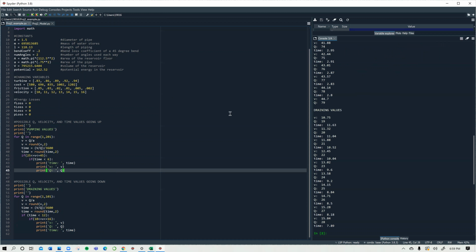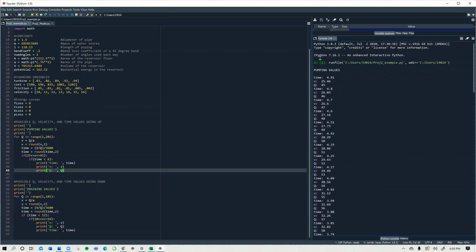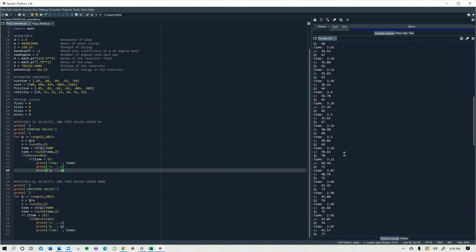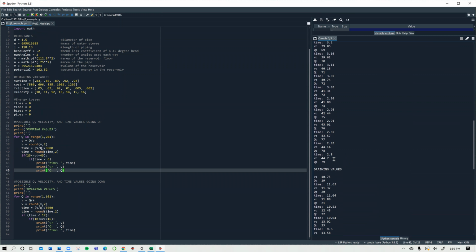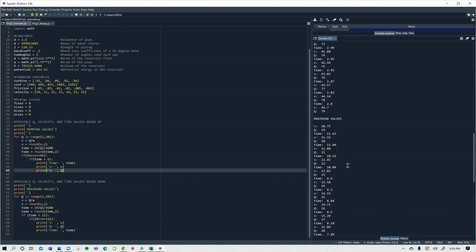So when we run the model, first it outputs all of the possible pumping values. So Q starts at 45, which would give the water a velocity of 25.46 meters per second and would take 4.91 hours. This continues as Q goes up by 1 each time until Q is equal to 79, and it has a possible velocity of 44.7 meters per second, and the time to fill would be 2.8 hours.